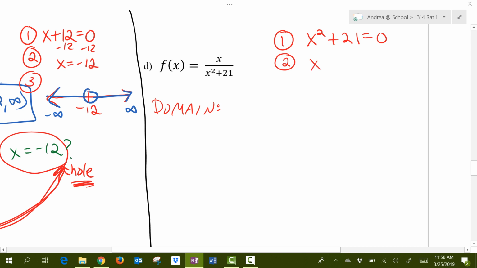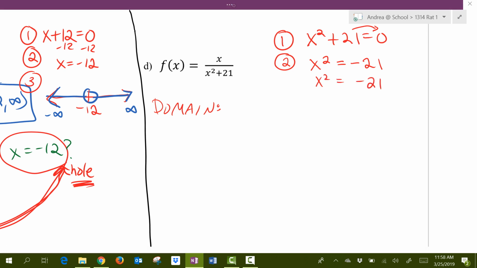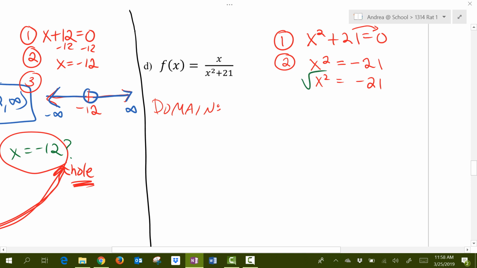We have a quadratic term and a constant term. We do not have a linear term. So I'm going to use the square root method, and I'm going to subtract 21 from both sides. And then I'm going to take the square root of both sides. Square root, plus minus. So our x value turns out to be plus or minus i times the square root of 21. Now we want to keep in mind that this is an imaginary exclusion for x.